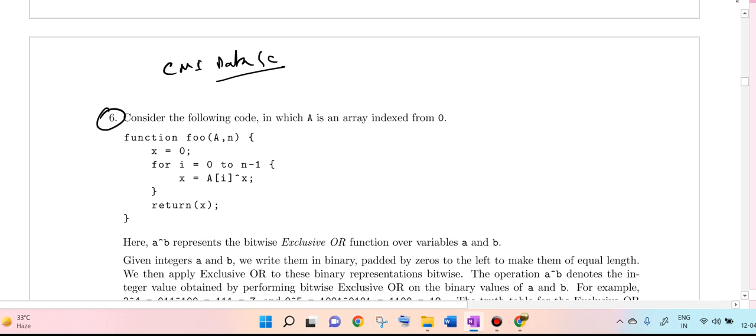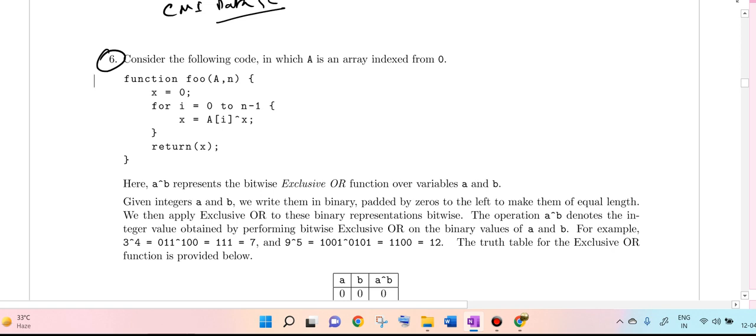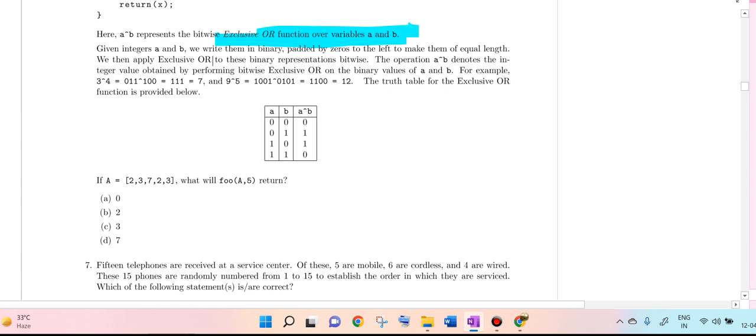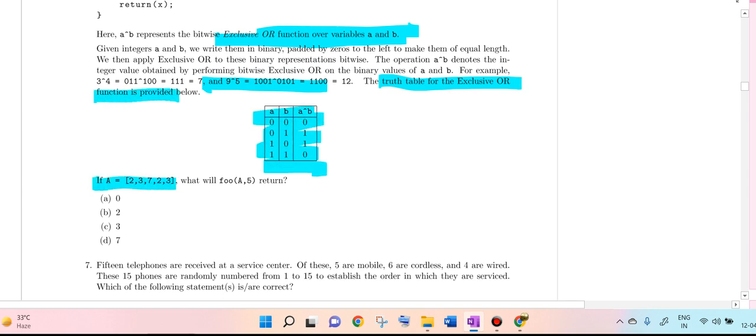And here the question is, consider the following code in which A is an array indexed from 0, the function is given as well, and the bitwise exclusive-or operation over A and B. Given the integers A and B, we write the binary pair structure, and the truth table is also given over here. It's very important.